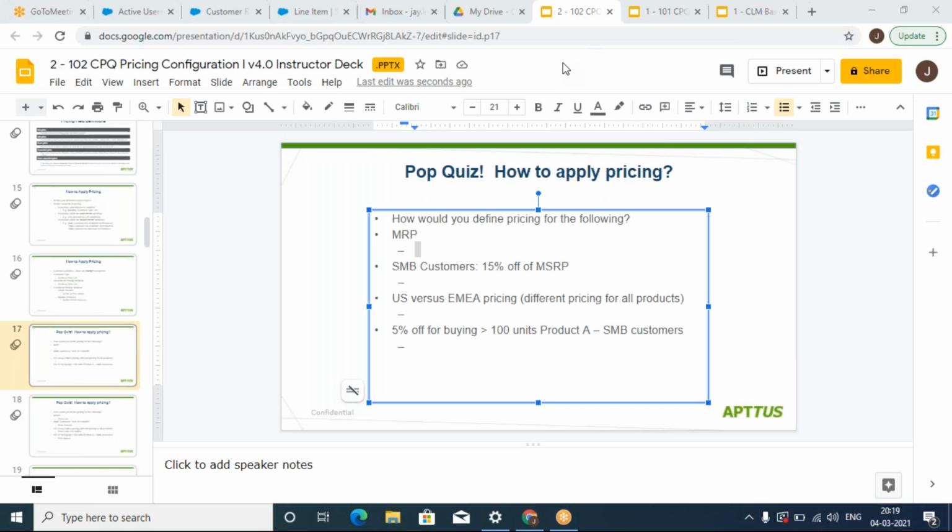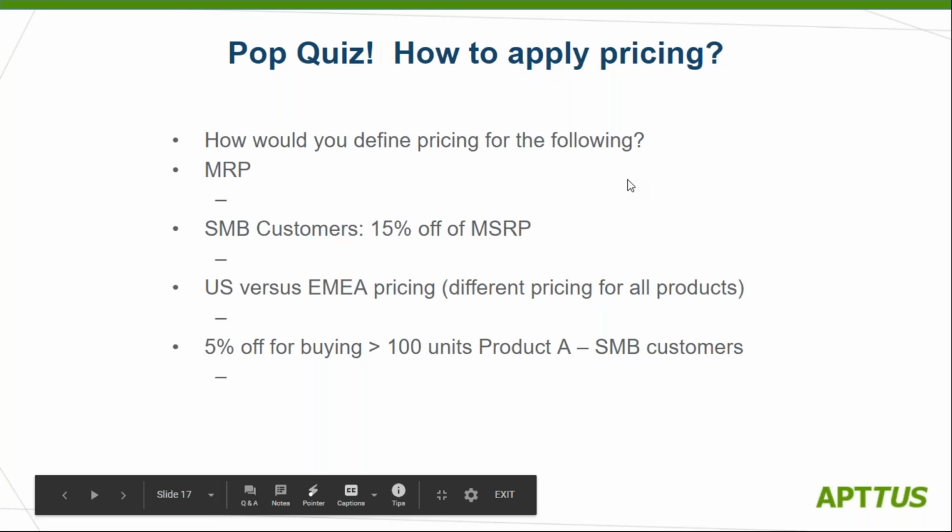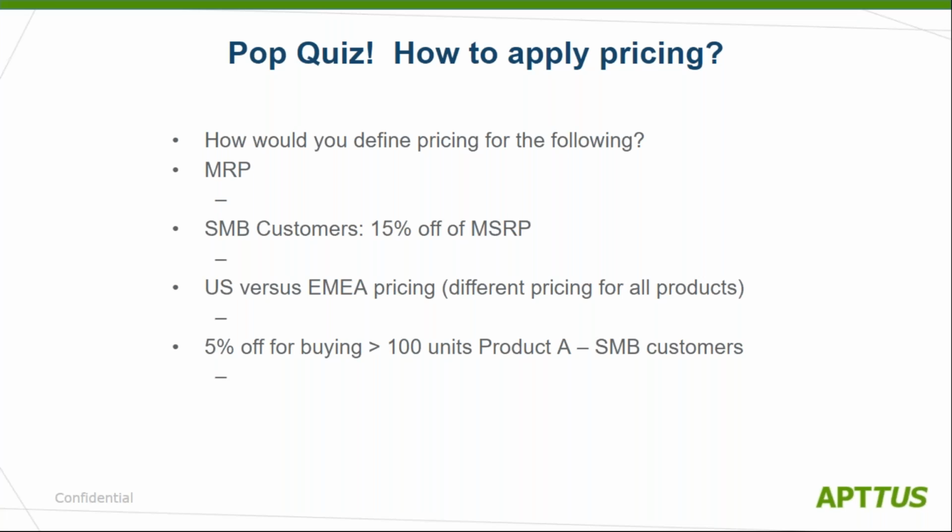So now you have to tell me how you would define pricing for the following. If I just know the MRP of a product, the price of the product, and I know the products and the price for all of them, what will I do to define the pricing in order to use CPQ and start using that particular product? What do I have to do?